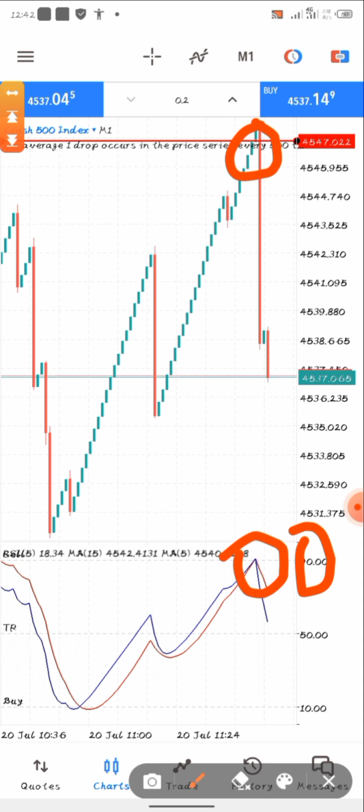That's how you guys can use the strategy to catch spikes on the market. The first step is to wait for the market to trend to the zone. After the market almost sees the zone, wait for the moving average to reach the 90 level of the RSI. Then you take your trade and you catch your spike, guys.